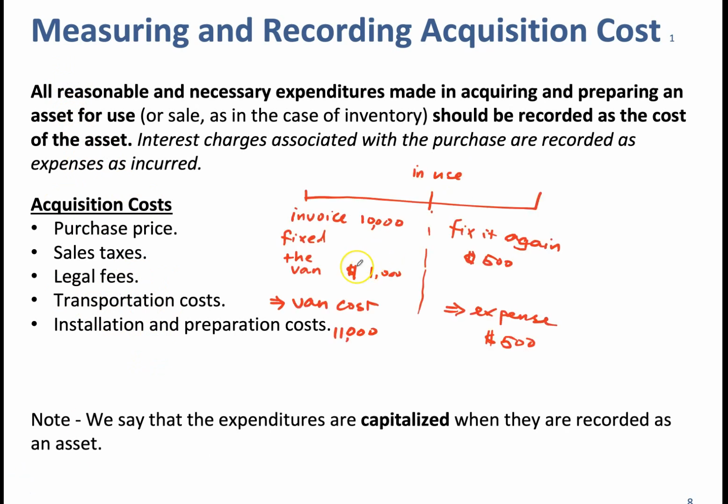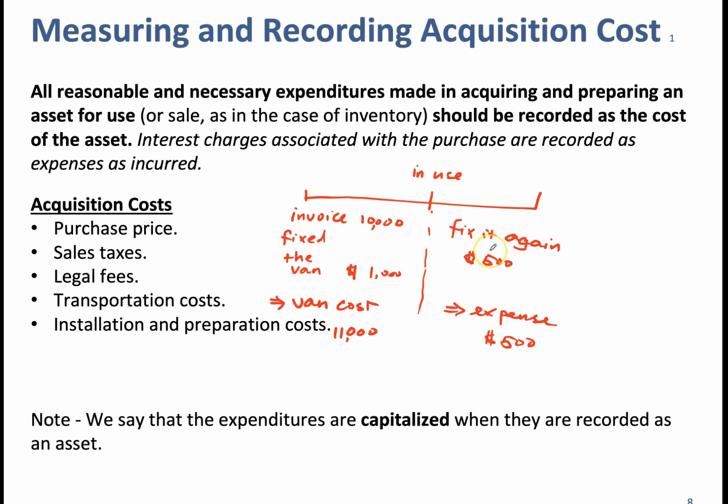So for example, you have a van. You purchase a second-hand van. Now, the invoice price of the van is $10,000, and you fix the van before the van can be used because it has some small problems. So the $1,000 you spend sending the van to the garage to fix it will be included in the cost of the van, so it makes your van's cost $11,000, which is a huge amount that you will depreciate or use up in the future, say 5 years.